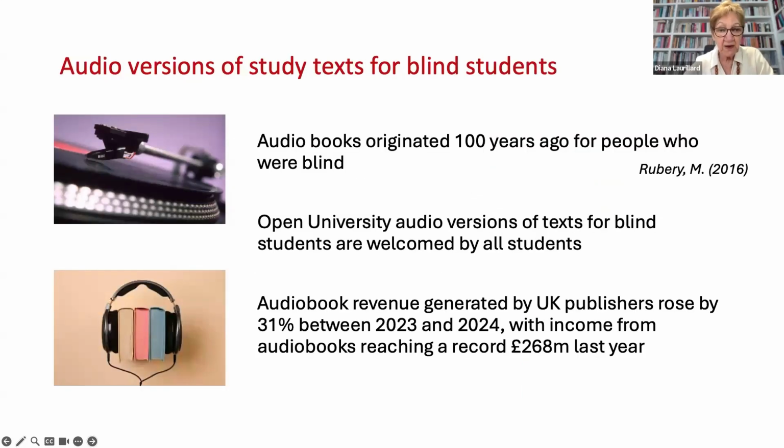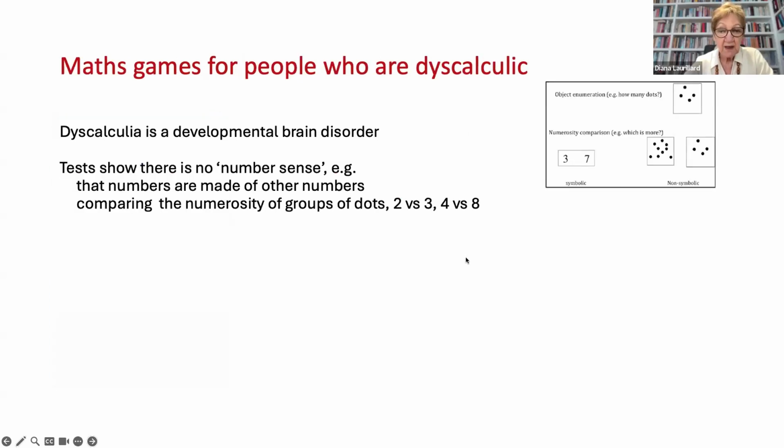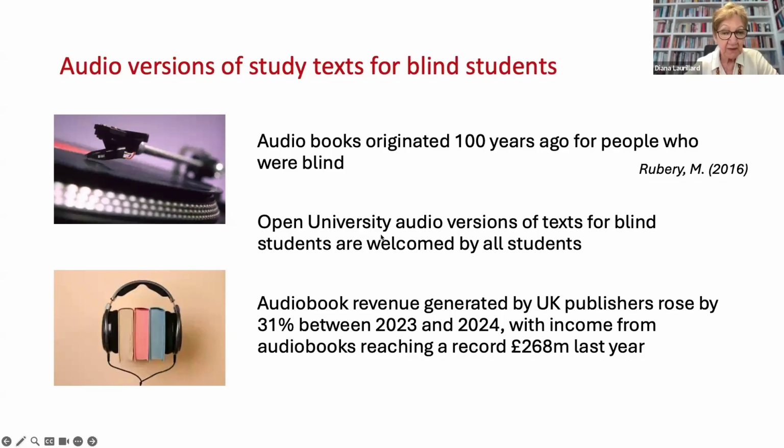So audio versions of study texts for blind students, the audiobooks originated 100 years ago for people who were blind. They were recorded, as you can see here, on very old-fashioned discs, LPs, and so on. And then once they became of value to blind people, when I was at the Open University, which had 100 to 200,000 students all over the country and in other parts of the world, there was something like 800 students who were studying in this online.